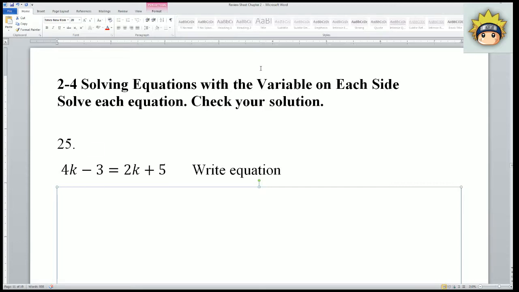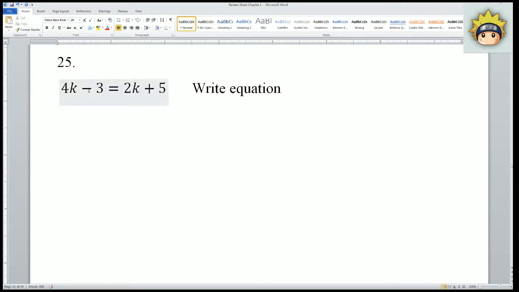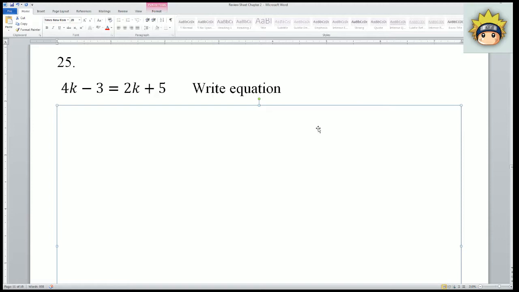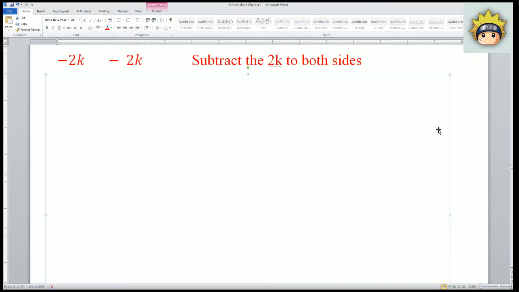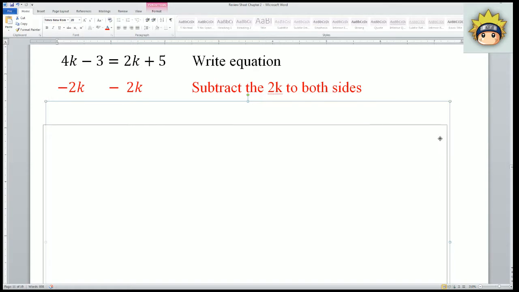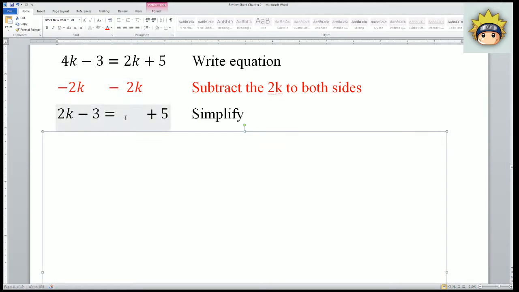So number 25 starts us off here. 4k minus 3 equals 2k plus 15. My first step is to always write the equation. After that, I don't have any parentheses or any like terms, so I'm going to get rid of the variable on one side. The smallest here is 2k, so I'm going to subtract 2k from both sides because it is the smallest variable. After that, I'm going to simplify.